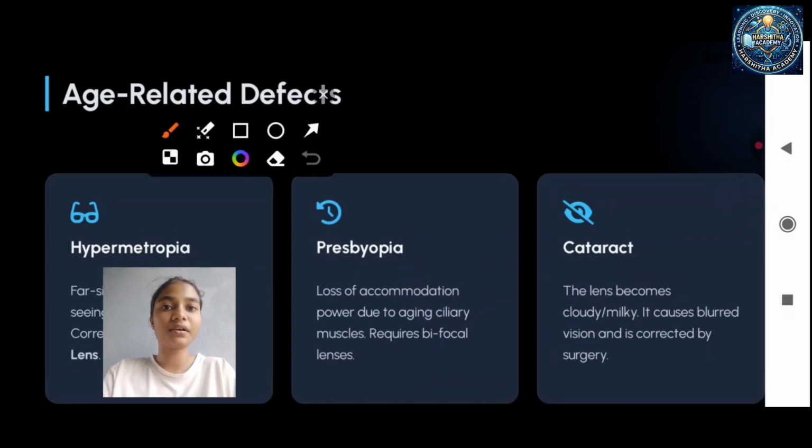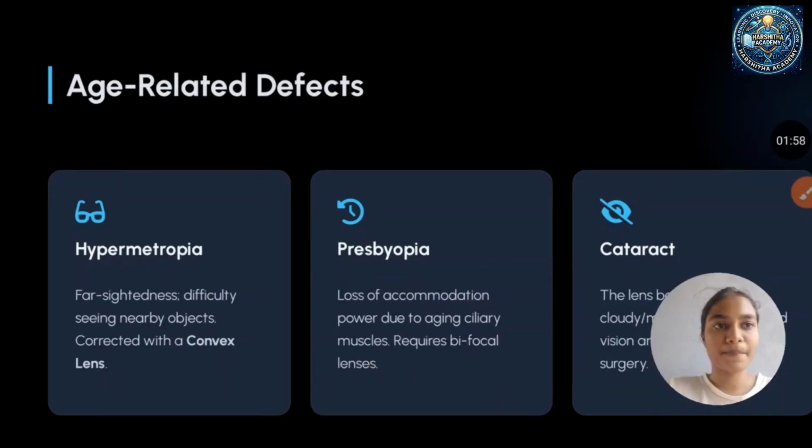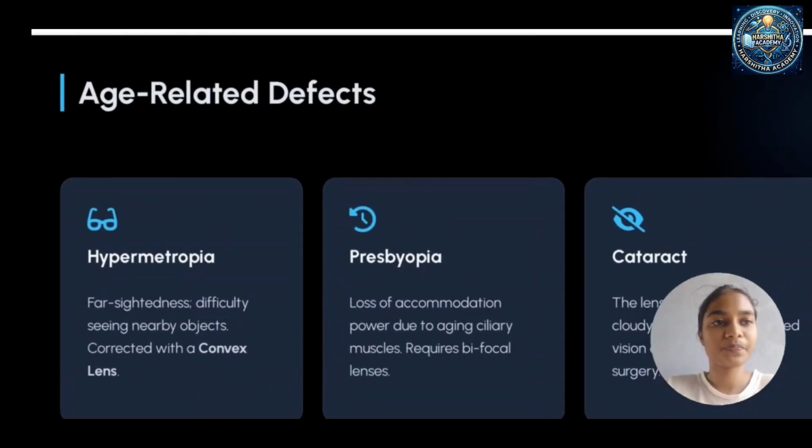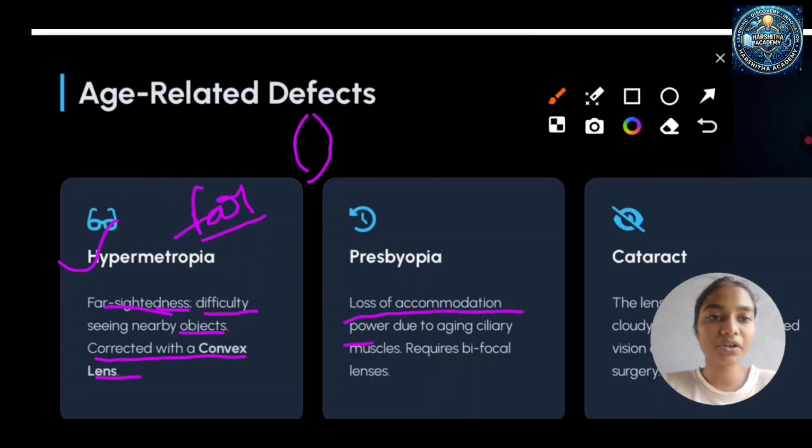Already, if you observe here, these are the age related defects. And one thing I want to tell you is, we call this defect far-sightedness also. If this defect comes, we can see far objects clearly, but not near objects. So this far-sightedness and difficulty seeing near objects is corrected with a convex lens. By using this type of convex lens, this problem will be corrected. And let's see presbyopia. It is loss of accommodation power due to the ciliary muscles and requires a bifocal lens. It's a combination of myopia and hypermetropia.